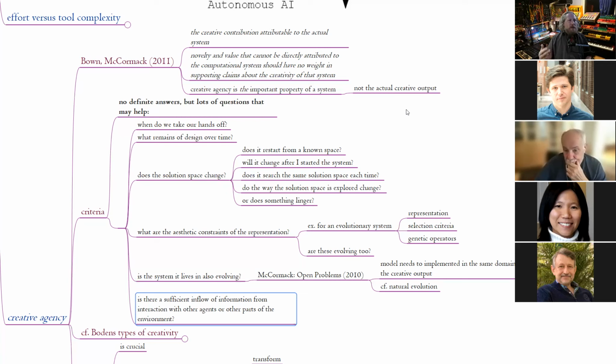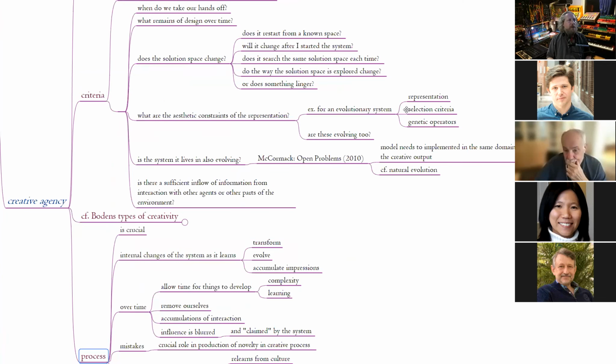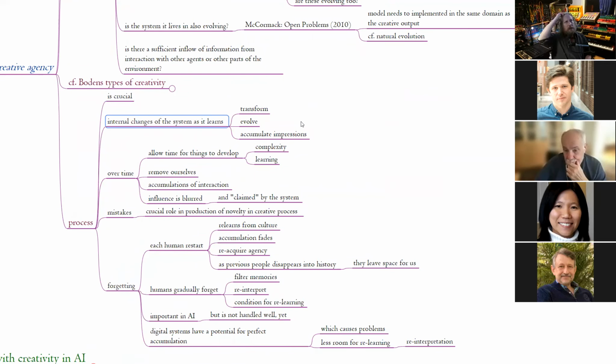You can also think about whether there is a sufficient inflow of information from interaction with other agents. And from all this follows that process, which I already mentioned a couple of times, is crucial. Systems develop over time. We need to allow time for things to develop, for complexity to grow, for learning. And when you do that, there's accumulation of interaction, and the influence becomes blurred and can be claimed by the system because it's untraceable. Also, there needs to be room for mistakes, which have a crucial role in the production of novelty in the creative process, and which is well known in creativity research.